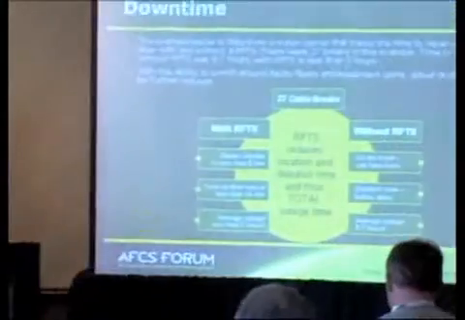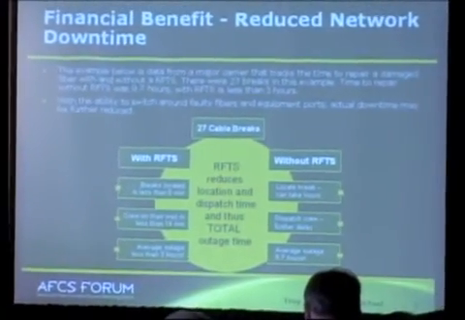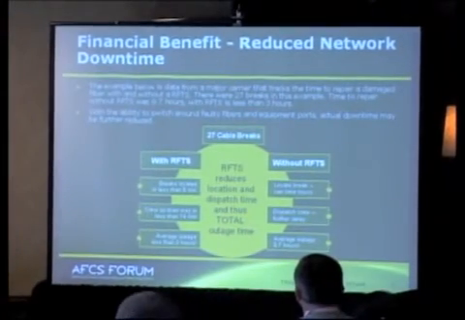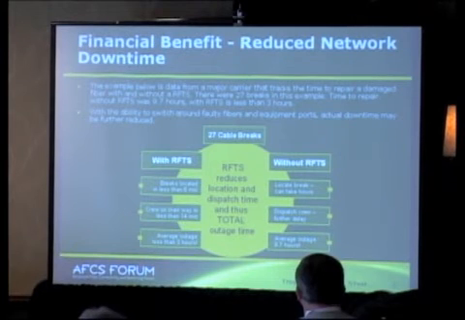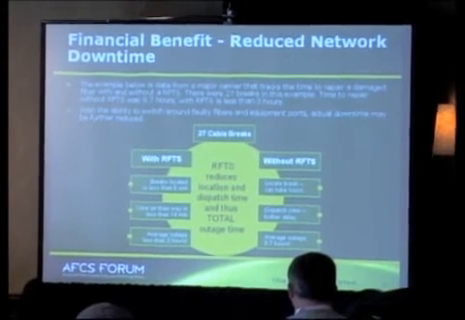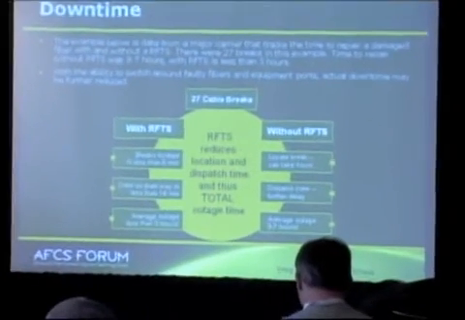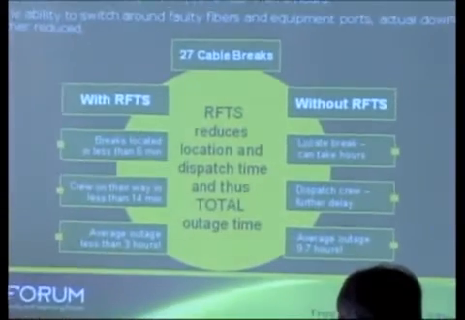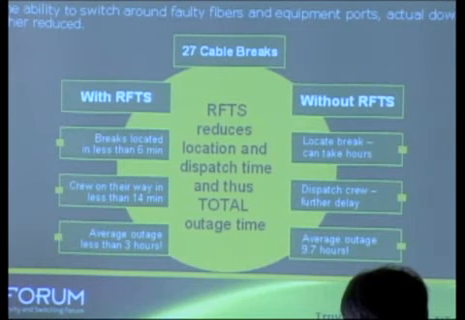The financial benefit, and to the bullet point in the last overhead, reduce network downtime. This is an example of a customer. They keep very close data on their network. They don't have RFTS on their entire network. They have a system where they determine the amount of data and the amount of information and revenue and various things that's going over a fiber, and they will add RFTS to those fibers as their budget allows and as the amount of data and information over that fiber increases. But they keep very close track.